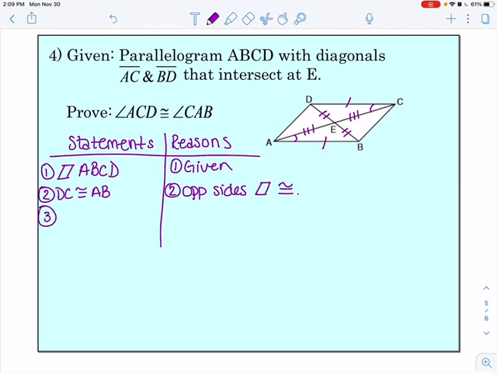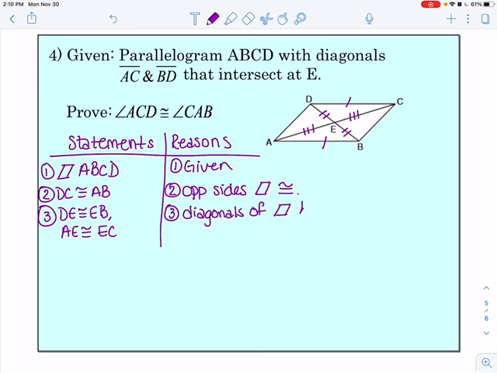Hey, remember, I don't have those angles yet. Let me get rid of them. That's what I want to prove congruent. I don't have them yet. All right, so DE is congruent to EB, and AE is congruent to EC. And again, that's because diagonals of a parallelogram bisect each other.